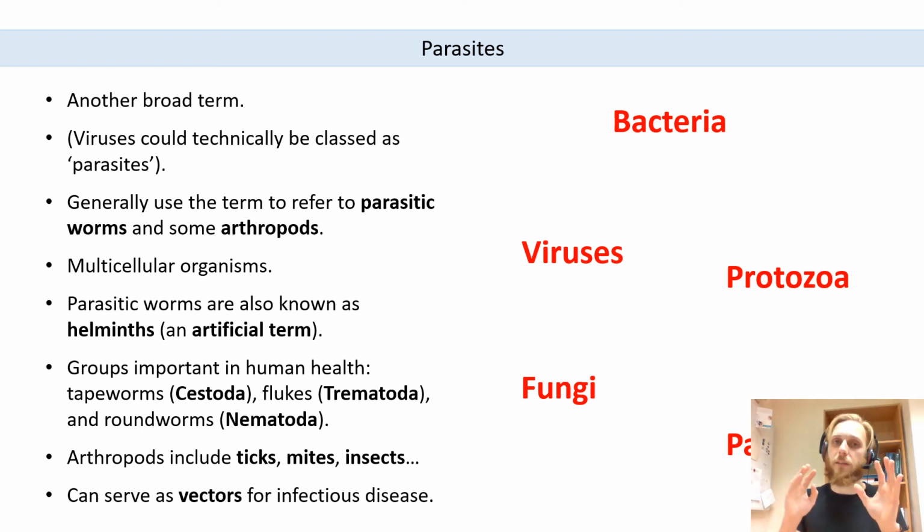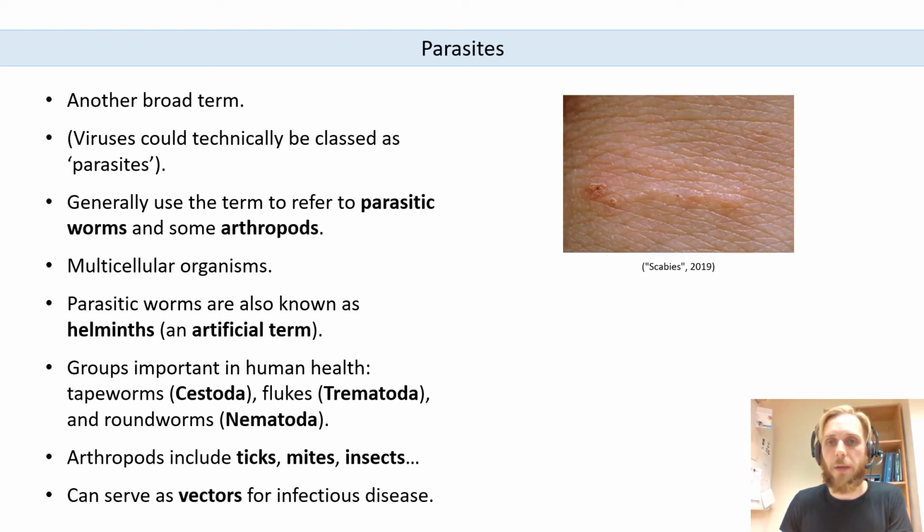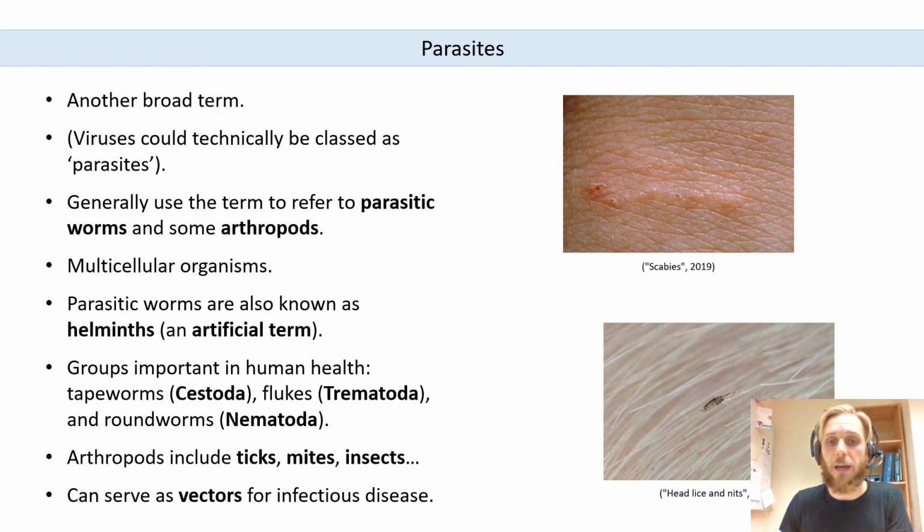Again, they're macroscopic, but the stages of the life cycle can be microscopic. Regardless of whether they're microscopic or macroscopic, they cause disease in a way that is very similar to the true microorganisms, similar to some arthropods. So hopefully I talk about them on the next slide. Yep, here we have scabies, and here we have head lice and nits, so pediculosis.